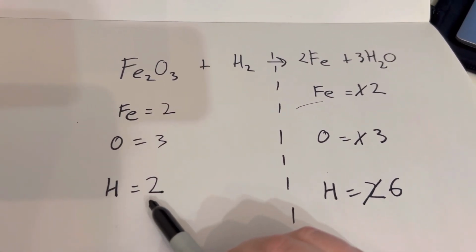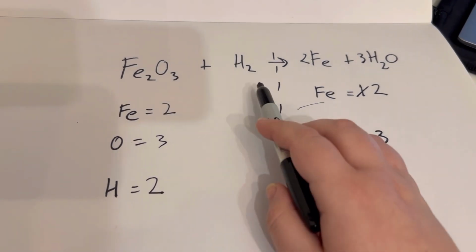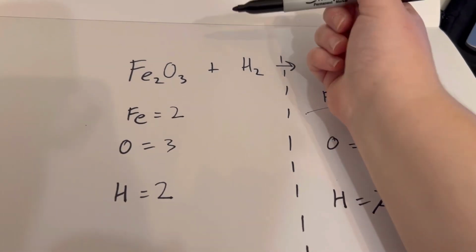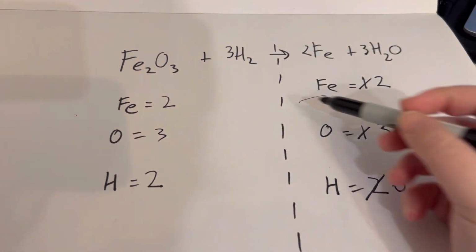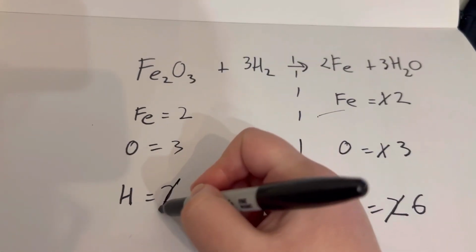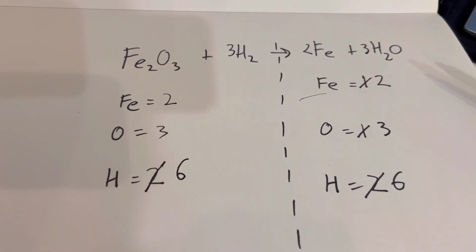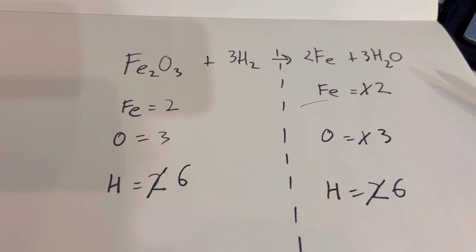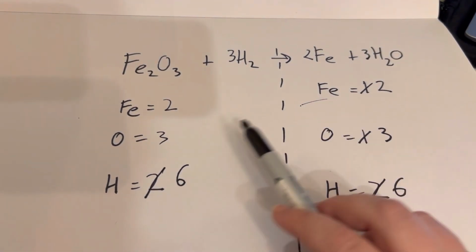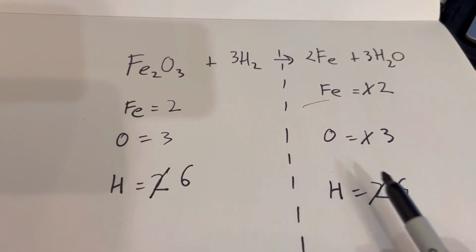Alright, now our hydrogen on this side needs to be balanced. And our hydrogen is here. So we can just write a 3 in front of it. 3 times 2 is 6. Cross it out. Becomes 6. And now we have a balanced equation. Okay. 2 and 2, 3 and 3, 6 and 6.